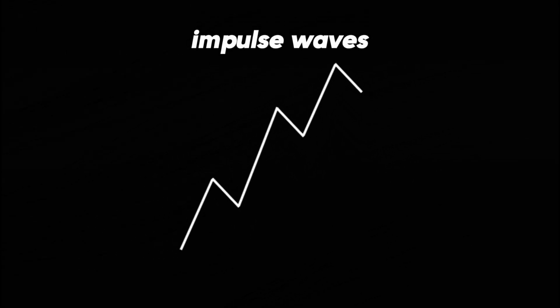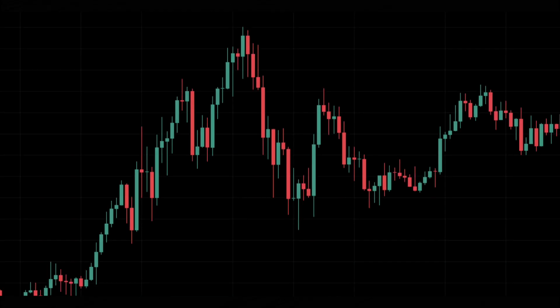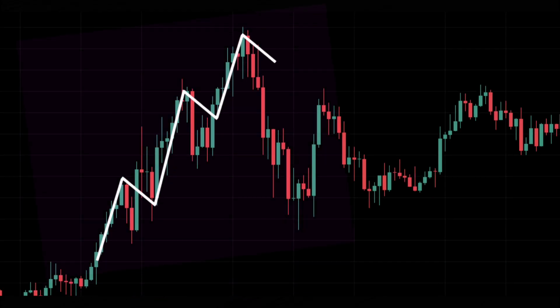Let's look at impulse waves first. Impulse waves consist of 5 waves that move in the direction of the main trend. These waves are labeled with numbers from 1 to 5. Within an impulse wave, we can distinguish 3 subwaves that move in the direction of the trend, waves 1, 3, and 5, and 2 subwaves that move against the trend, waves 2 and 4.